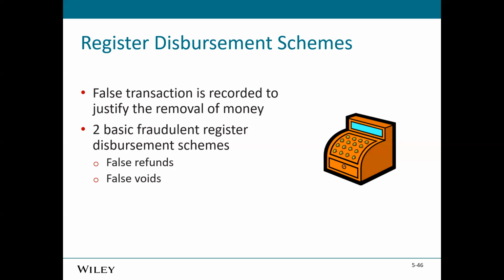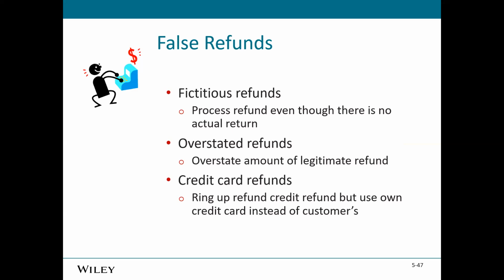So the first one, false refunds. If you work at a cash register, if you've ever worked in retail, when someone returns their goods, you'll process that refund. They'll give you their receipt. You'll put money back on their card, and you'll have some paperwork that shows that this refund happened, and then they'll give you back the jeans or whatever it had. So in a fictitious refund, we're going to process a refund as if someone actually walked in to return the goods, but we don't actually have any item for that refund.